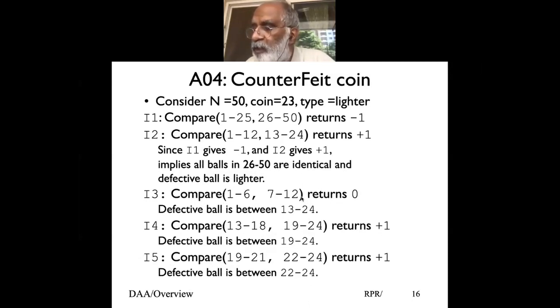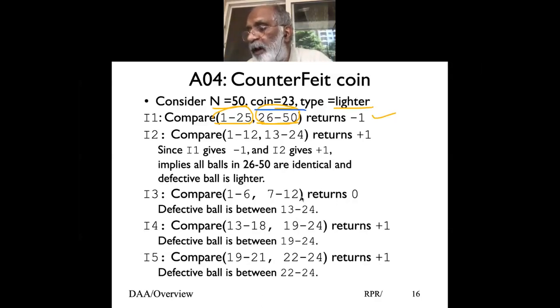Let's say you have 50 coins and coin 23 was bad and it is a lighter coin. Assume we know, but we have to find out using compare. So we first compare 1 to 25 and 26 to 50. My compare method knows that 23 is lighter, so this array is lighter than this one. Compare would return minus 1. At this point, I don't know whether 1 to 25 has a lighter coin or 26 to 50 has a heavier coin. I have no clue, but I need to find out.